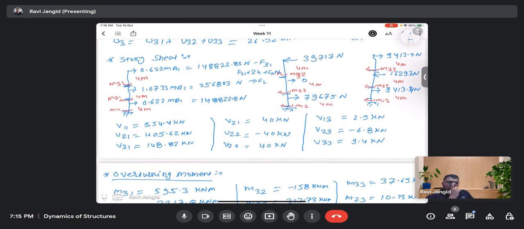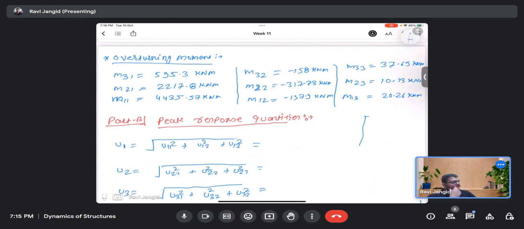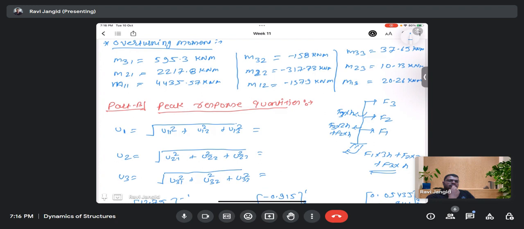Similar things like there. If I write, I have F3, F2, F1. So in this, it would be F3 times H. This moment would be F3 times 2H plus F2 times H. And at the base, it would be F1 times 3H, F2 times 2H plus F3 times H. Is it okay? Sir, it's a reverse actually. F1 into H, F3 into 3H. That part is very confusing actually. That is F1 into H plus F2 into 2H plus F3 into 3H.